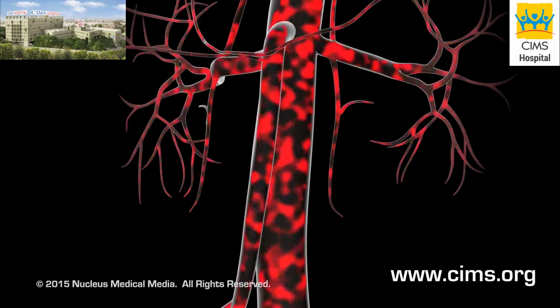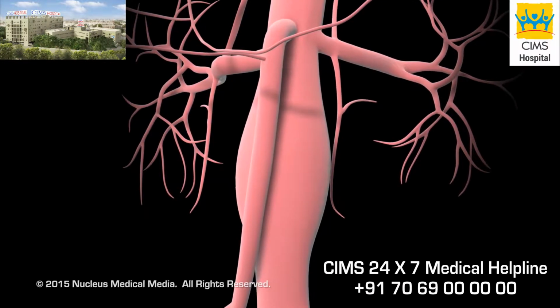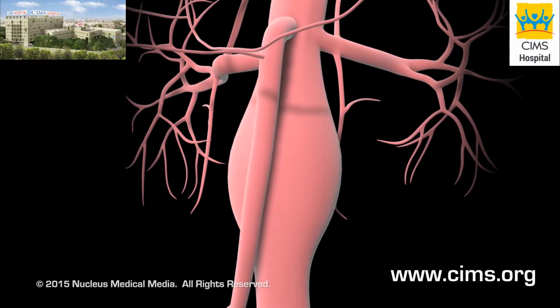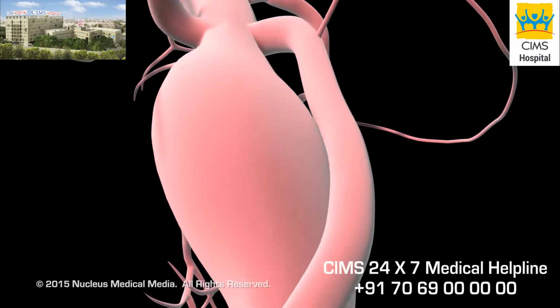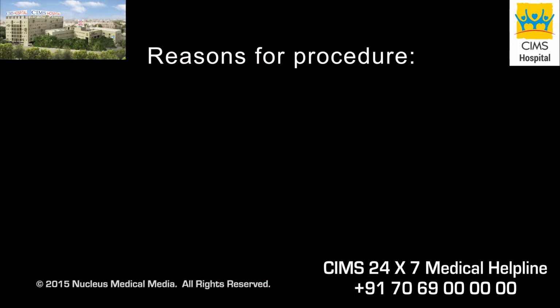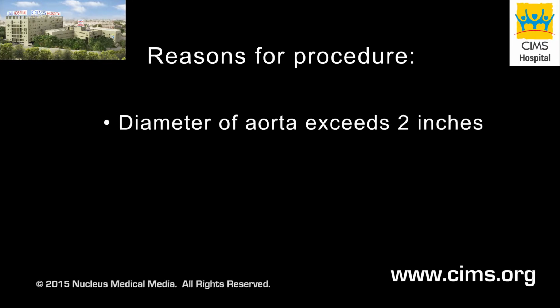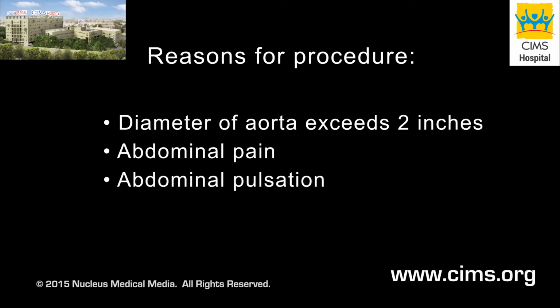heart. Over time, the wall of the aorta may weaken, slowly bulging outward like a balloon. When this condition occurs in the abdominal region, it is called an abdominal aortic aneurysm. Your surgeon will perform an open abdominal aortic aneurysm repair when the diameter of your aorta exceeds 2 inches, or if you're having symptoms such as intense abdominal pain or an abnormally prominent abdominal pulsation.